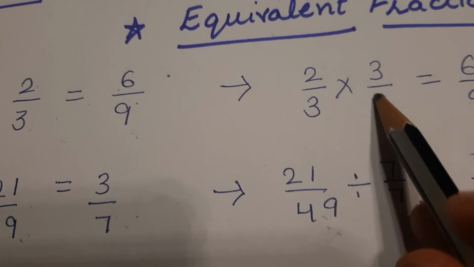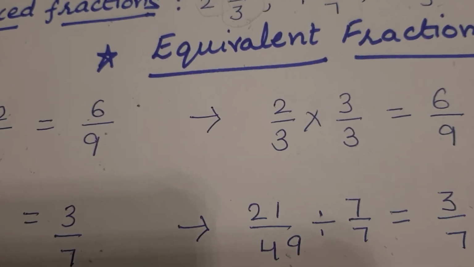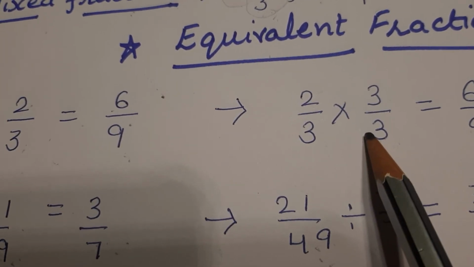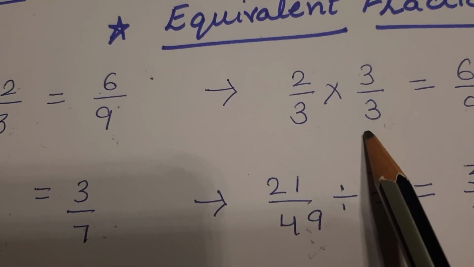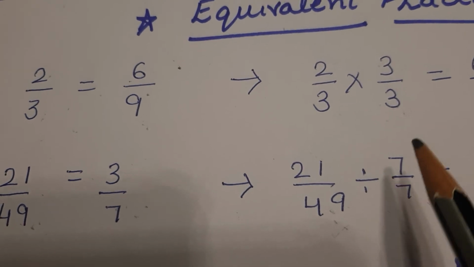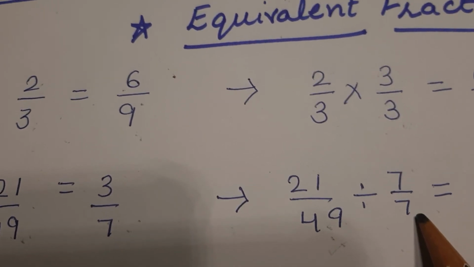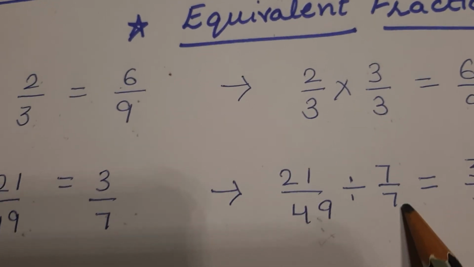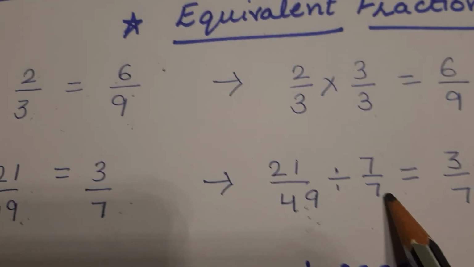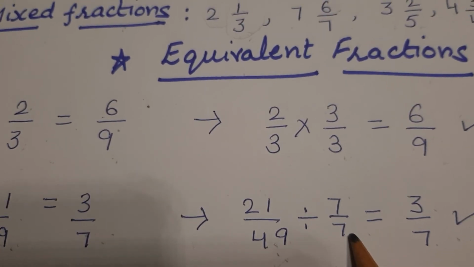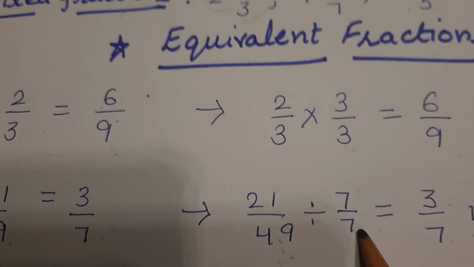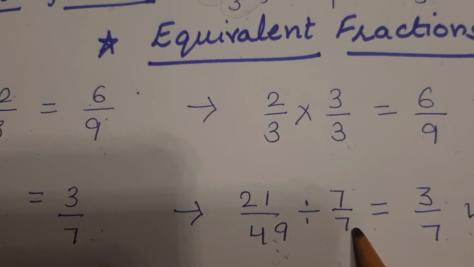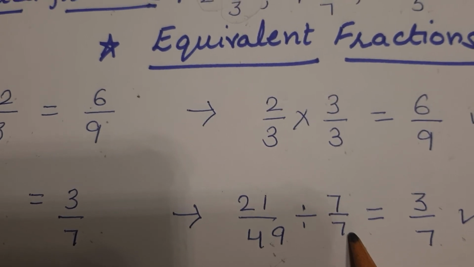So there are two ways to find an equivalent fraction. Either you multiply the numerator and the denominator with the same number, or you can divide if there is any common factor. Okay, so in our next video I am going to make this concept more clear by performing hands-on experience. Then you will be more clear.